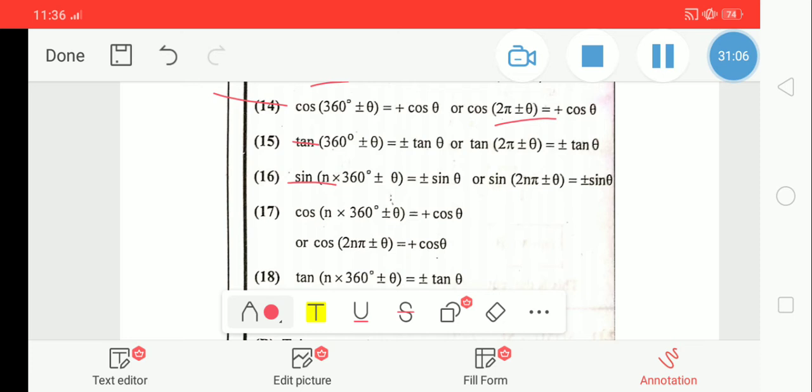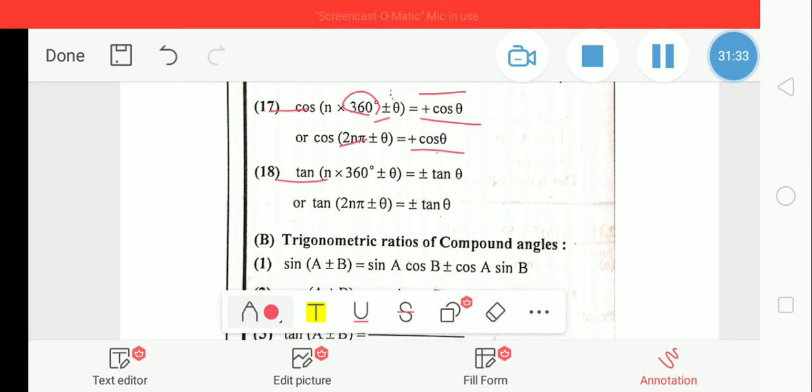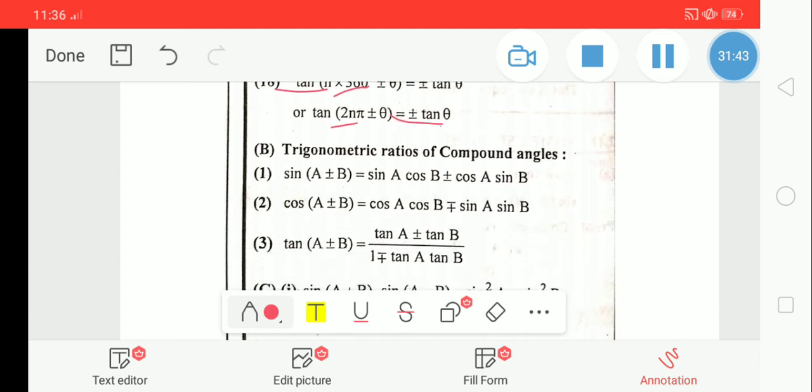Also sin of n multiplied by 360 plus minus theta means plus minus sin theta, we are using this one also. So cos of n multiplied by 360 plus minus theta is equal to plus cos theta, and here 360 means 2 pi, so 2n pi plus minus theta gives plus cos theta. Here also the same, 360 means 2 pi, so 2n pi plus minus theta gives plus minus tan of theta.